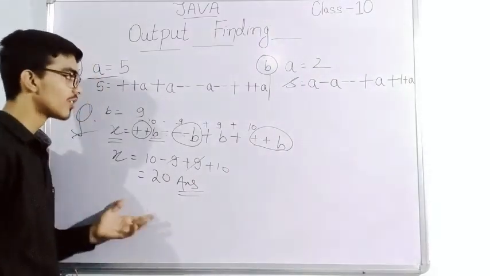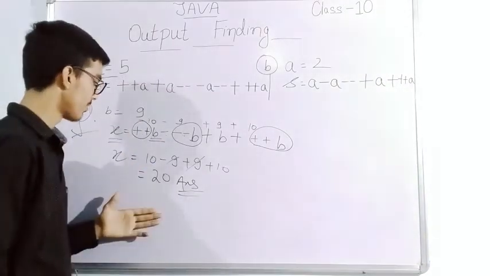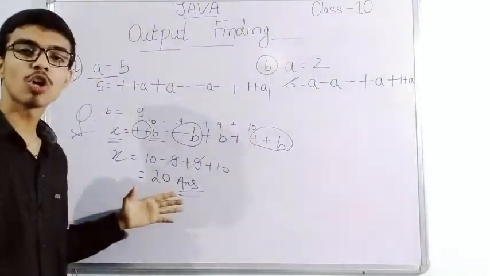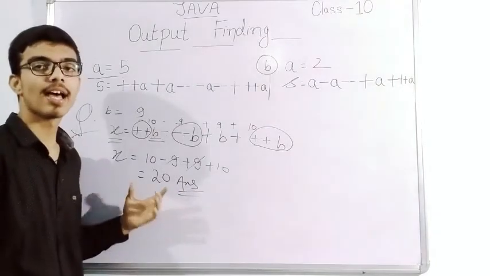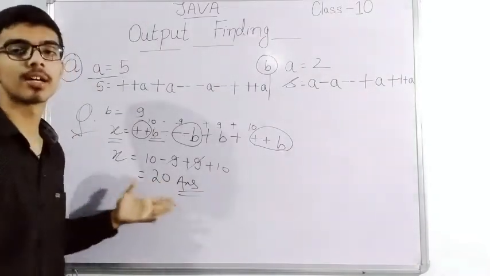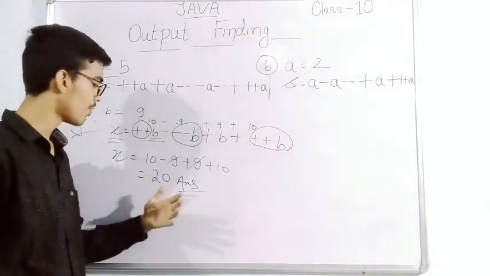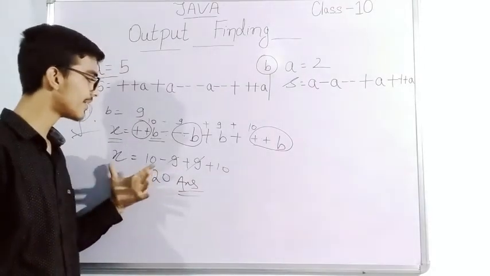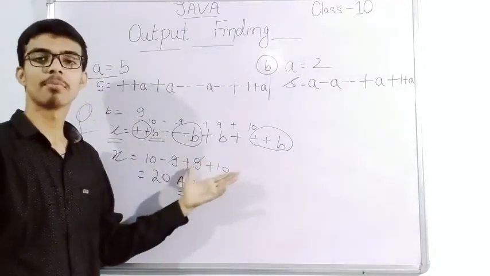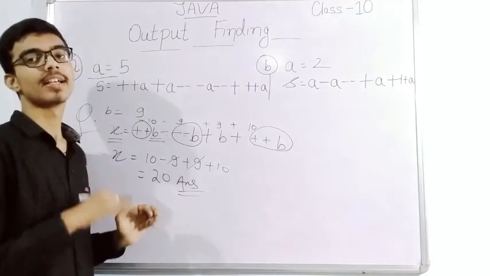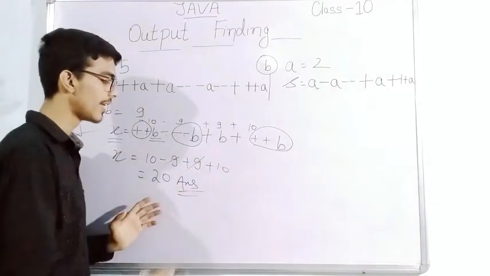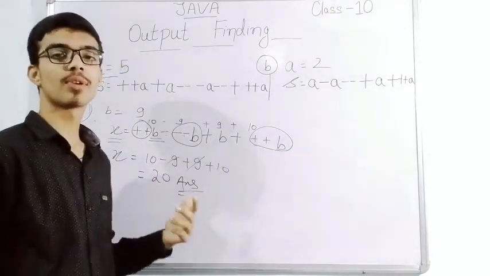So this is how we'll solve these types of sums. These are very common in output finding, as 2 to 3 questions like this come for output finding. Increment, decrement and modulus, all these things are inside that output finding. So that's the reason we have to learn from the basics.